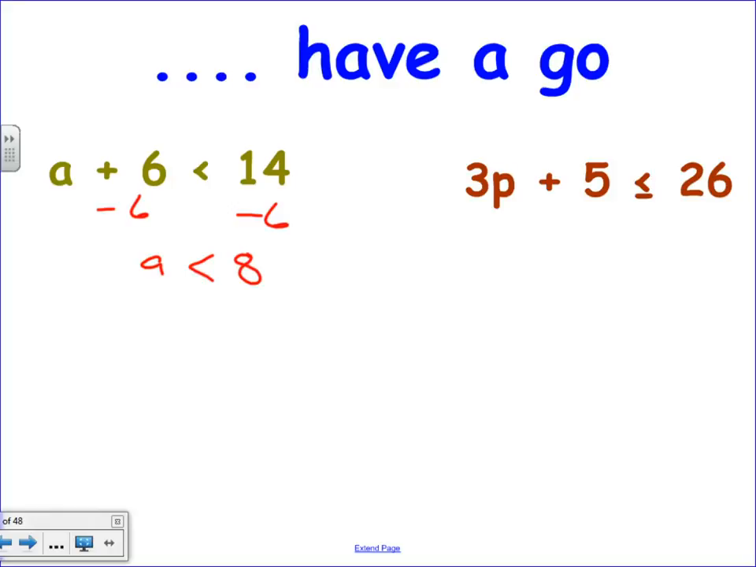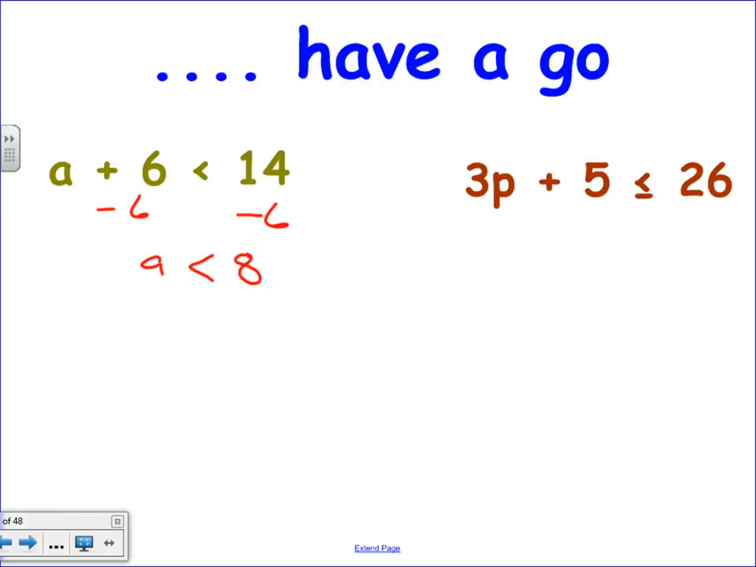If a has got to be less than 8, can it be 8? No. Can it be 7? So I put 7 in here. 7 plus 6 is 13. I know 13 is less than 14. Let's always test your answer. Yeah? 3p plus 5 is less than or equal to 26.